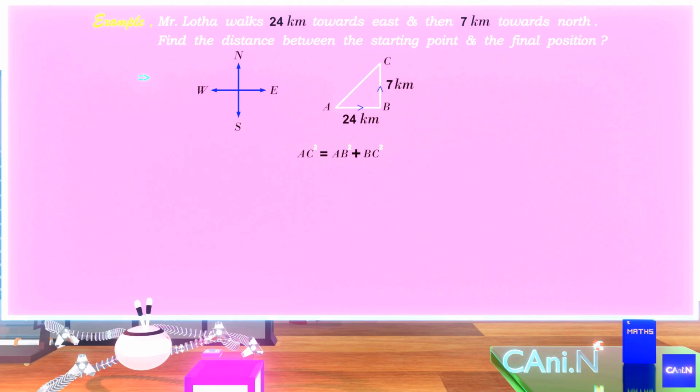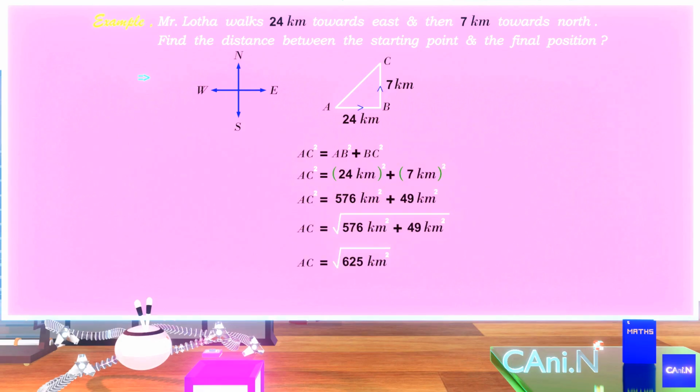We know AC square equals AB square plus BC square. AC square equals 24 kilometers square plus 7 kilometers square. AC equals square root of 625 kilometers square. Therefore, AC equals 25 kilometers.